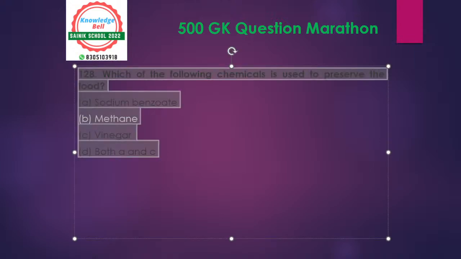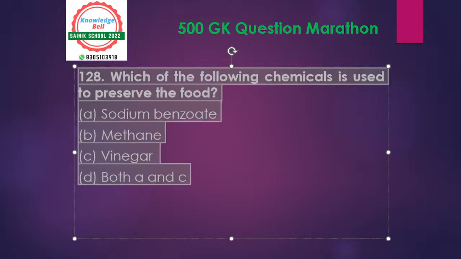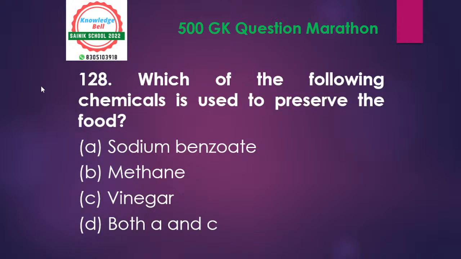Next question, which one among the following is used to preserve the food? Sodium benzoate, methane, vinegar, both A and C.